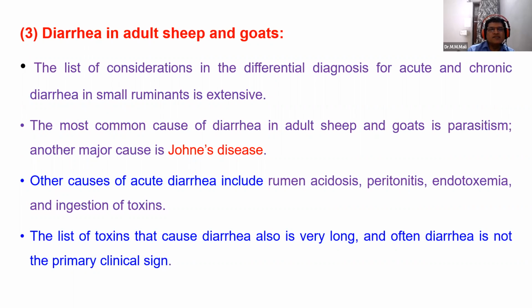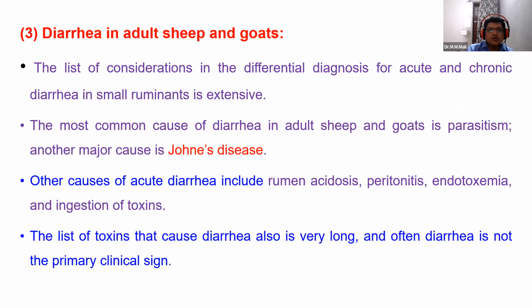The list of consideration in the differential diagnosis for acute and chronic diarrhea in small ruminants is very extensive. The most common cause of diarrhea in adult sheep and goats is parasitism. Another major cause is Johne's disease.